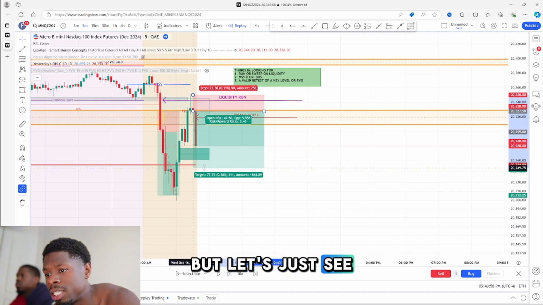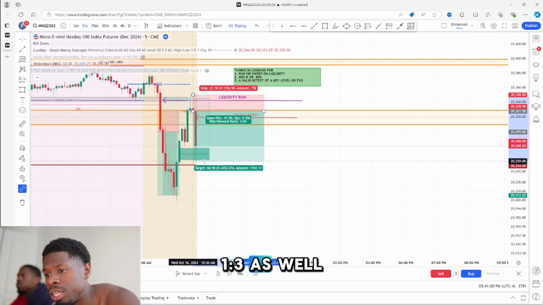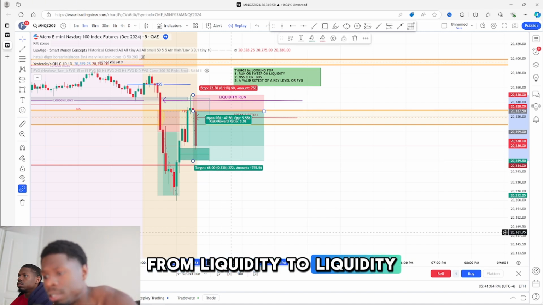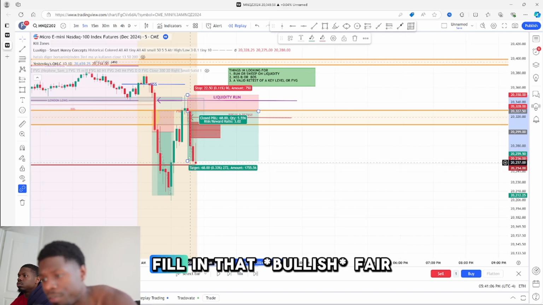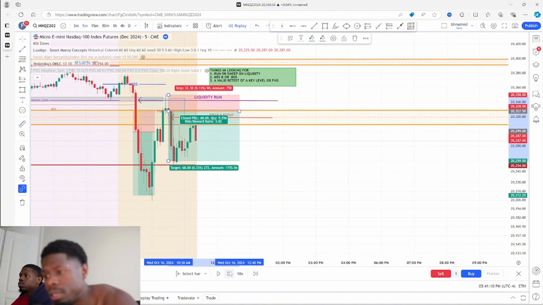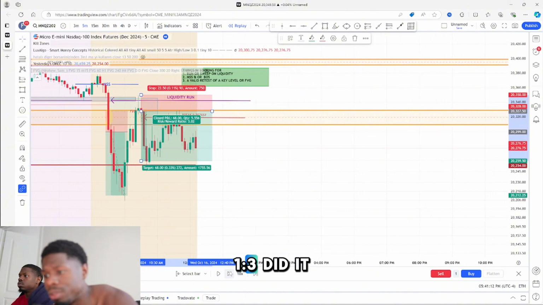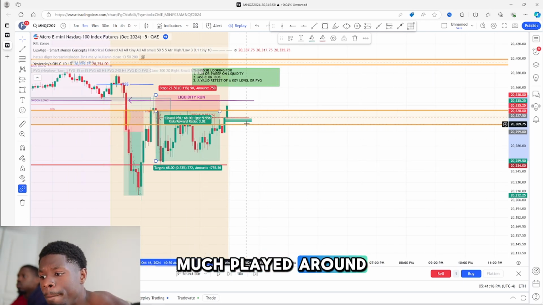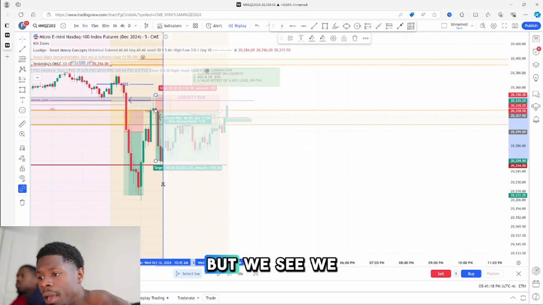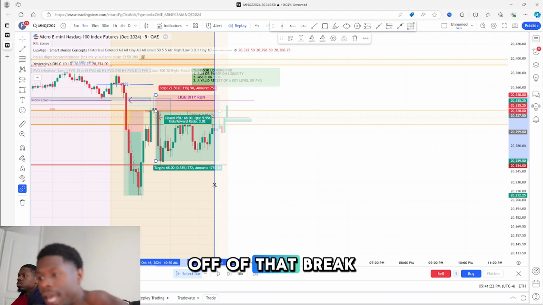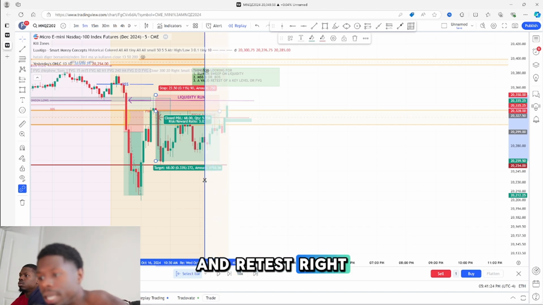But let's just see if it would have given us a 1 to 3 as well. And I'm pretty sure it would have, from liquidity to liquidity, right? Filling that bearish fair value gap. And we did wind up getting a 1 and 3. Did it go any lower than that? No. So it pretty much played around for the rest of the day. But we still could have gotten another 1 to 3 off of that break and retest, right?